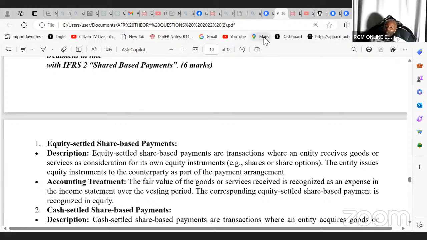The case in question would be, for example, the services offered to RCM by lecturers that we are not paying. The valuation of those services automatically goes to the income statement as an expense. And as we give them shares, we credit our share capital. So we are debiting expense, and at the end of the day, we credit ordinary share capital because we are giving them shares.